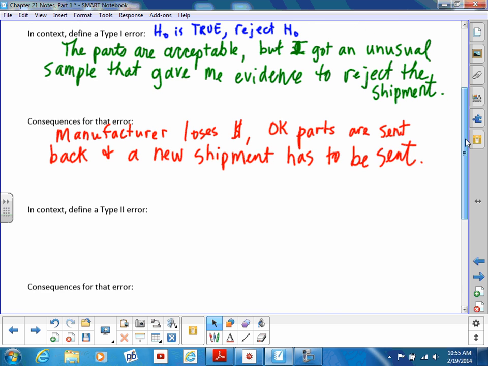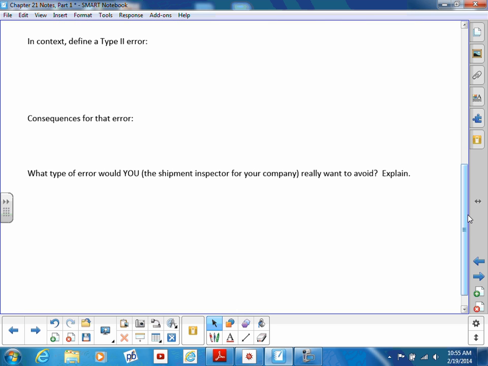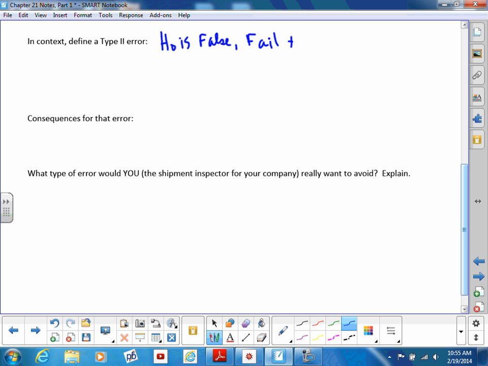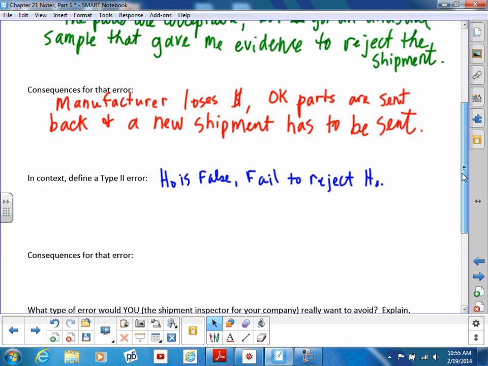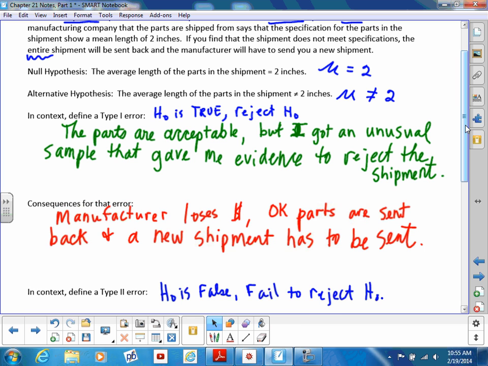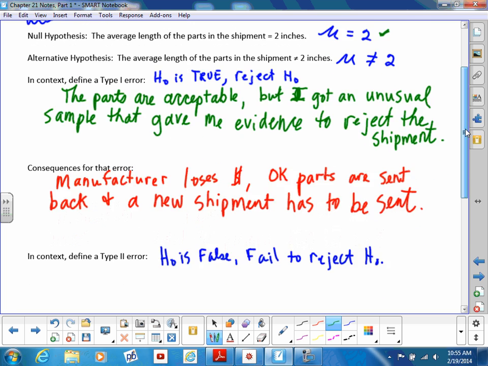That's okay. So let's do type 2 error. So my brain thinks this. I say, okay, the null is false, but I fail to reject it. Okay, so all right, so now that's what my brain thinks. So now I've got to put this into context. Okay, so this is false. So put it in context. The shipment's not acceptable. Okay, so the shipment is not okay.